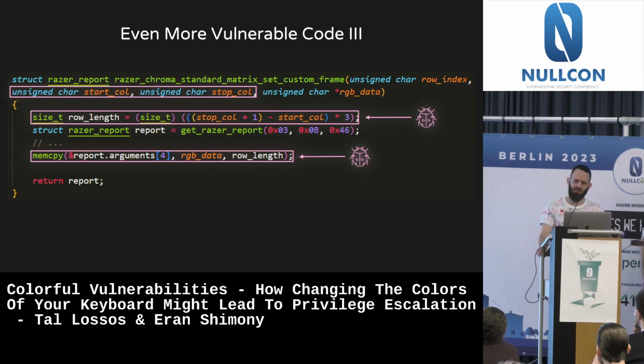And another example: this function is responsible for changing the RGB colors of your mice, and again, same error, and we found it in additional kernel modules, and so on and so on. The cycle repeats. So let's finish it up.